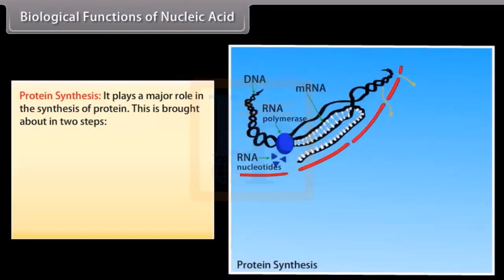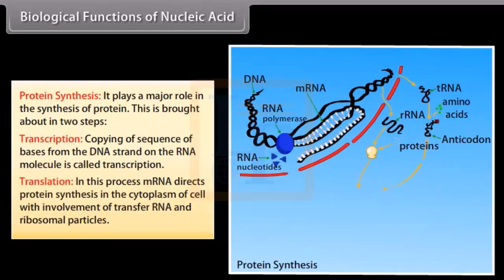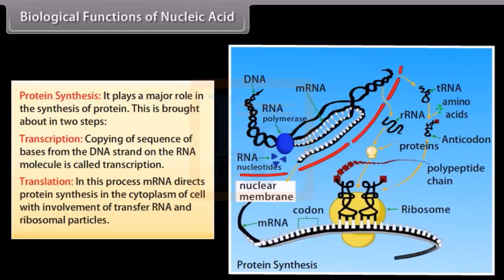Protein synthesis. It plays a major role in the synthesis of protein. This is brought about in two steps. Transcription, which is copying of sequence of bases from the DNA strand on the RNA molecule, is called transcription. Translation. In this process, mRNA directs protein synthesis in the cytoplasm of cell with involvement of transfer RNA and ribosomal particles.